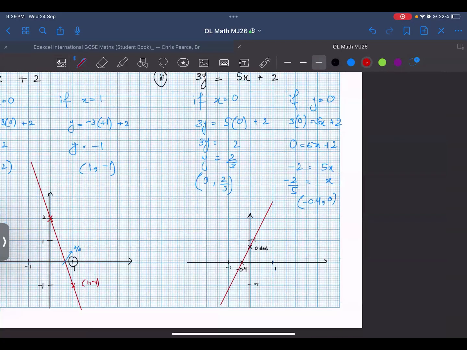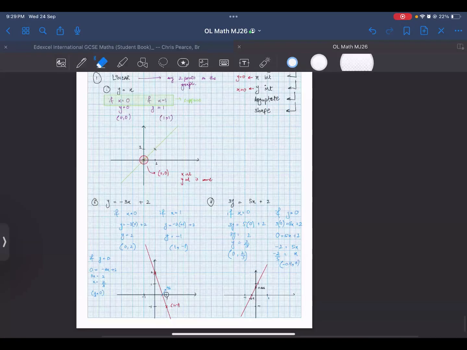This is your sketch. You need any 2 points. Any 2 points. Join them, extend them.